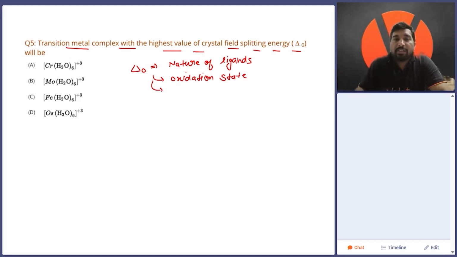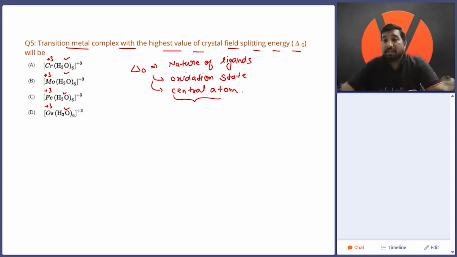And the third one is a central atom. When we talk about the oxidation state on every central atom, the ligands are the same. Yes, definitely ligands are the same in each and every case. If I'm talking about the oxidation state, in each case the oxidation state is +3, +3, +3, +3.